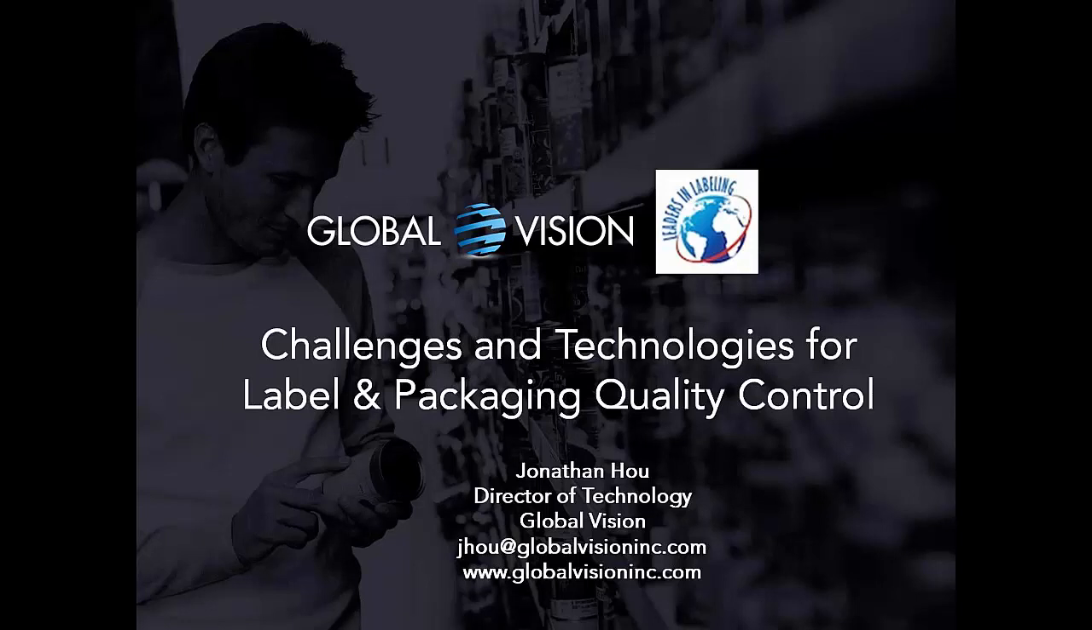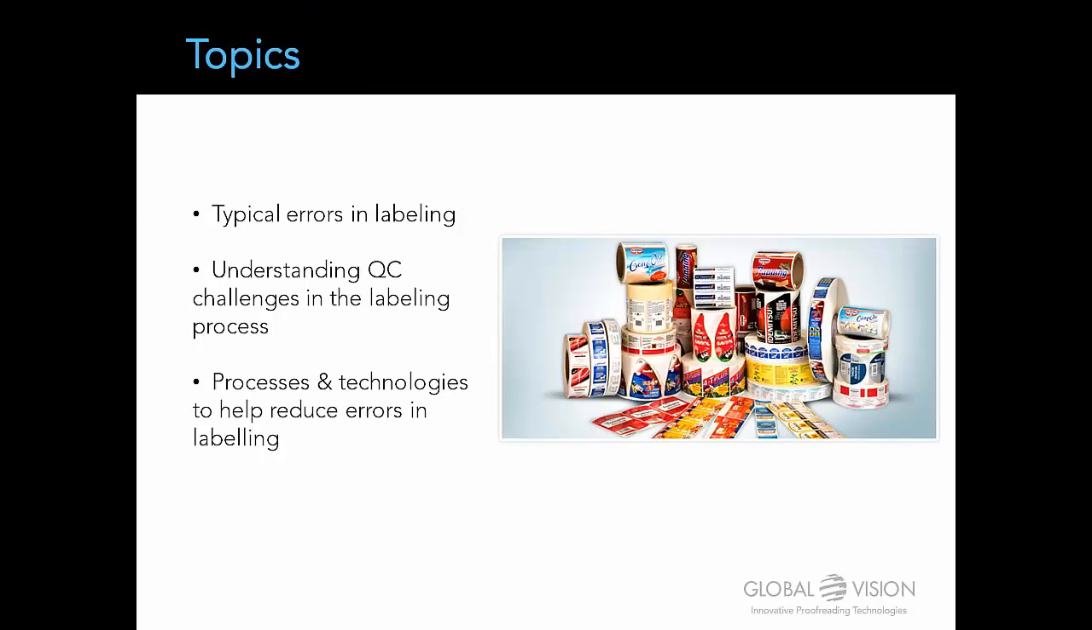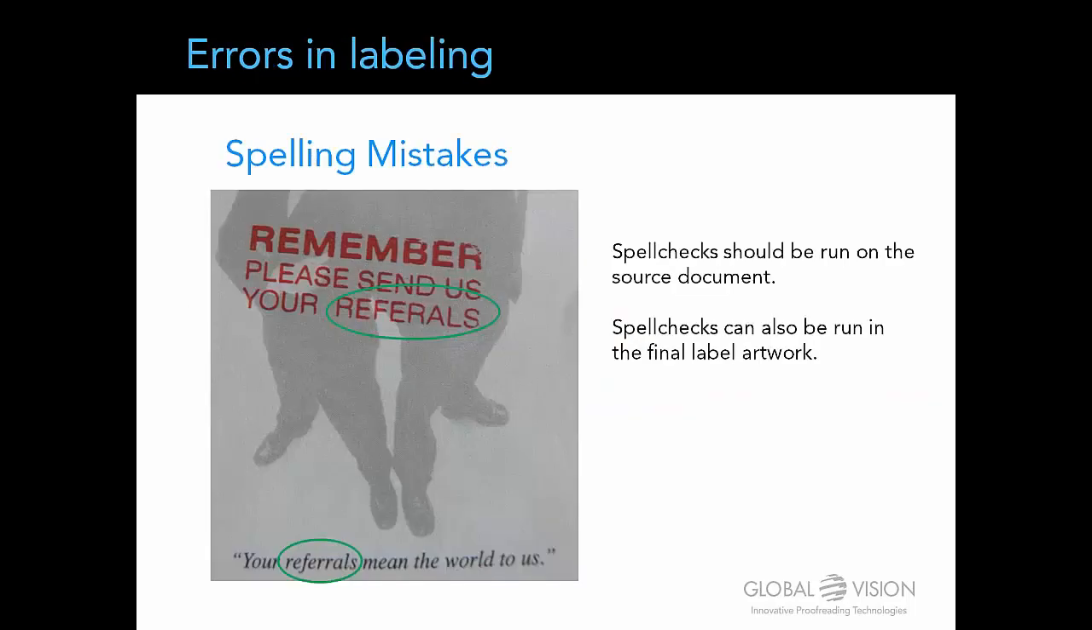So my session in today's webinar is really to address and discuss challenges and technologies for label and packaging quality control. Some of the topics that we'll be covering include going over some typical errors in labeling and trying to understand what the quality control challenges are in the labeling process. And then we'll end off the presentation with processes, recommendations and technologies to help reduce errors in labeling.